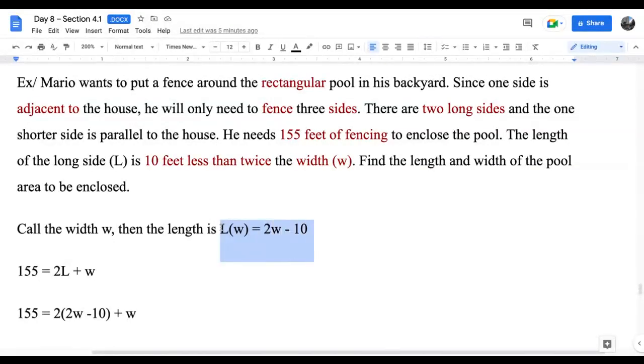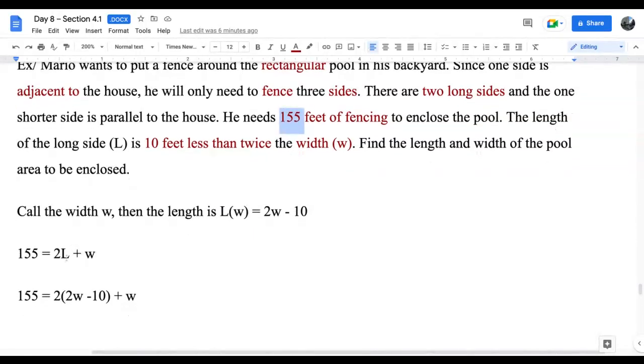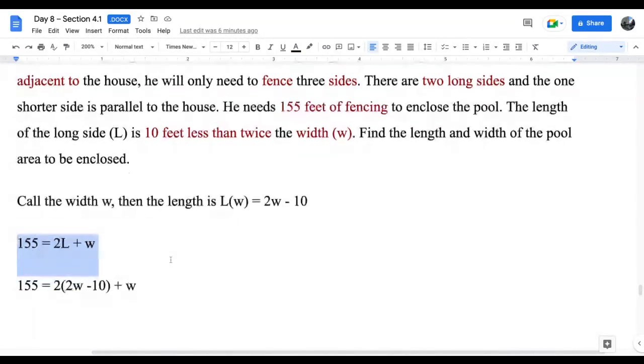So you can think of L as a function of width. Length depends on the width. So L equals 2W minus 10. Now we have this 155. So 2 long sides means 2L plus 1W equals 155. Right? So 2L plus W equals 155.